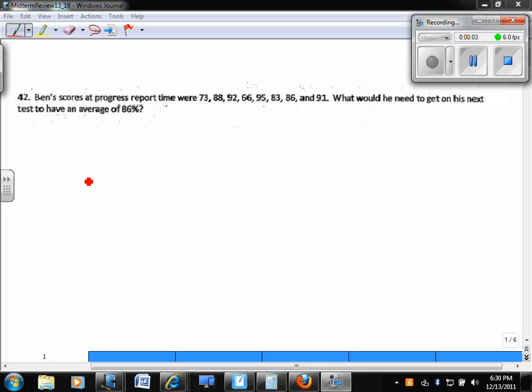Problem 42. Ben's scores at progress report time were 73, 88, 92, 66, 95, 83, 86, and 91. What would he need to get on his next test to have an average of 86? Well, in order to do this, we need to know how to calculate an average. I find an average by adding up all the pieces and dividing by how many there are.